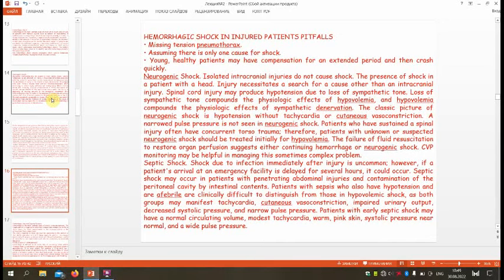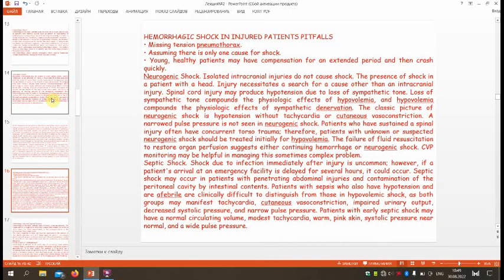Shock due to infection immediately after injury is uncommon. However, if a patient's arrival at the emergency facility is delayed for several hours, it could occur. Septic shock may occur in patients with penetrating abdominal injuries and contamination of the peritoneal cavity by intestinal contents.